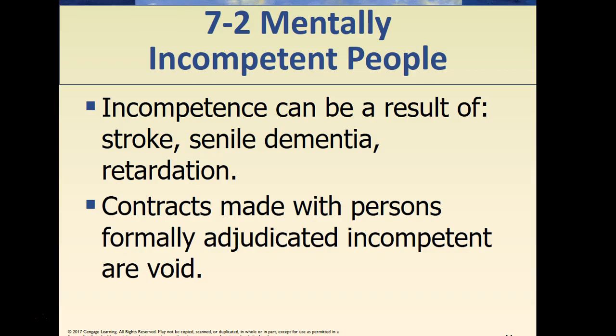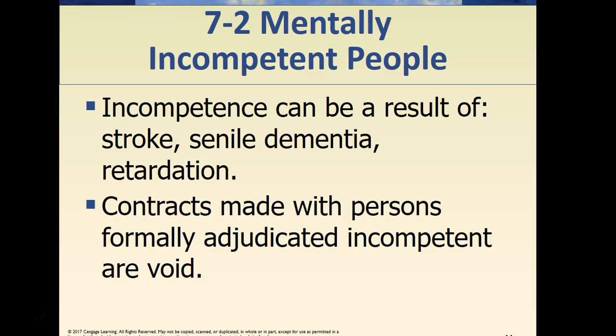And if you discover later that you've entered into a contract with somebody who is under guardianship, all they have to do to prove that they were incapacitated is show the order from the probate court indicating that, and it will completely unwind that contract.